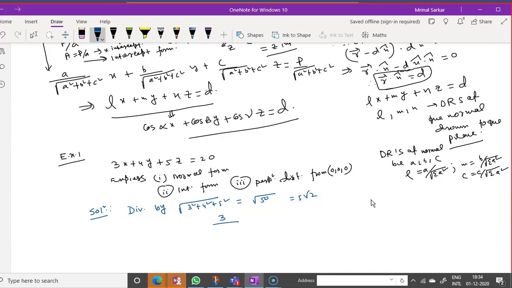This changes to 3 by 5 root 2 x, plus 4 by 5 root 2 y, plus 5 by 5 root 2 z equal to 20 by 5 root 2. This is the normal form.